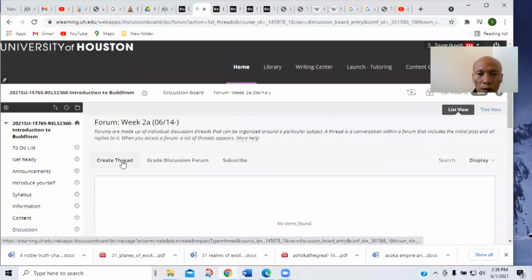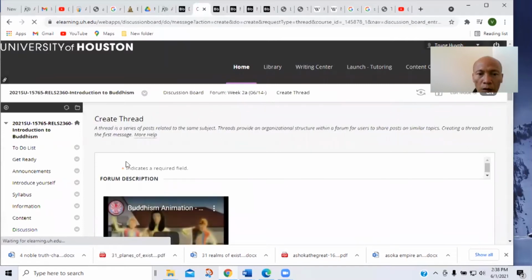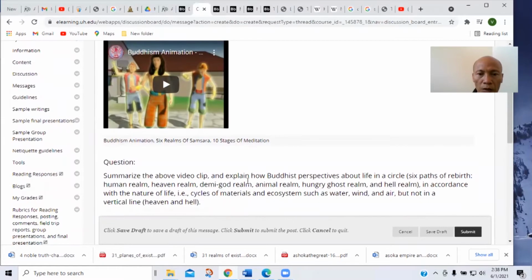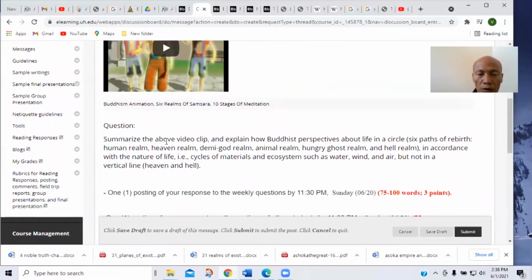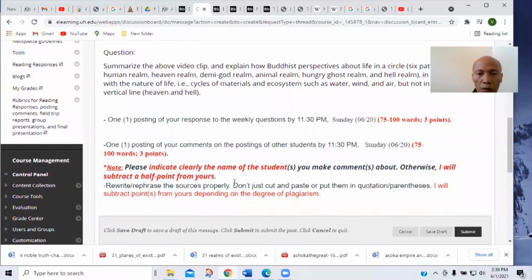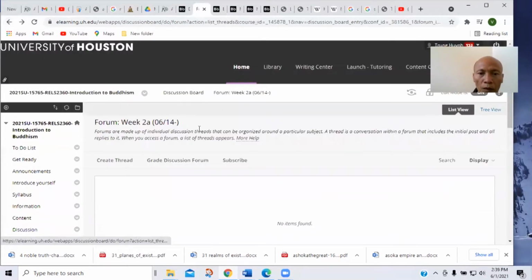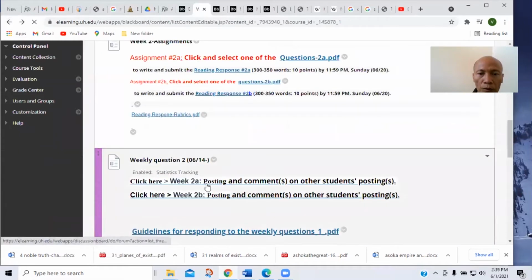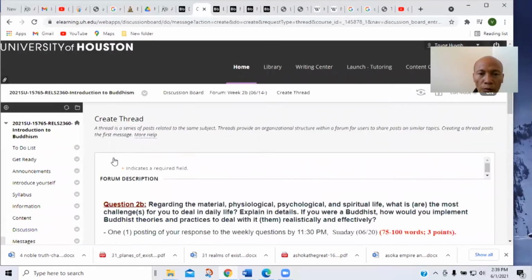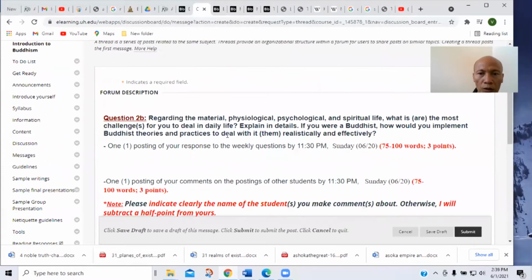You click here, click grade thread, and here is the Buddhist question about the 6 realms of samsara, the sensations of meditation. So everyone responds to this question, and after you post your response, you make a comment on another student's posting. And you do the same thing for week 2B. You click here, click on create thread, and this is the question. So respond to this question.